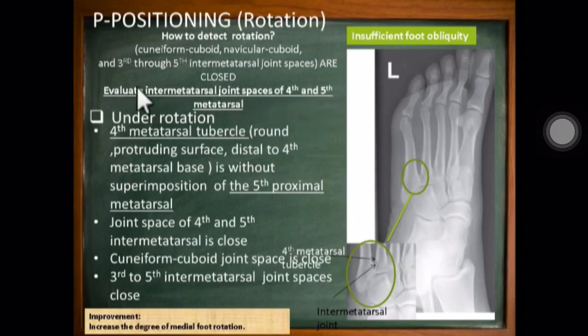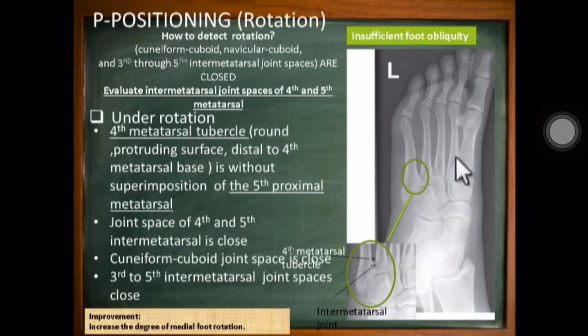And if it was under rotation, you can see the image that I zoom here. If it was under rotation, the fourth metatarsal tubercle, the one that was round, protruding surface located distal to fourth metatarsal base, is without superimpositions of the fifth proximal metatarsal, and the joint space of fourth and fifth intermetatarsal is closed.